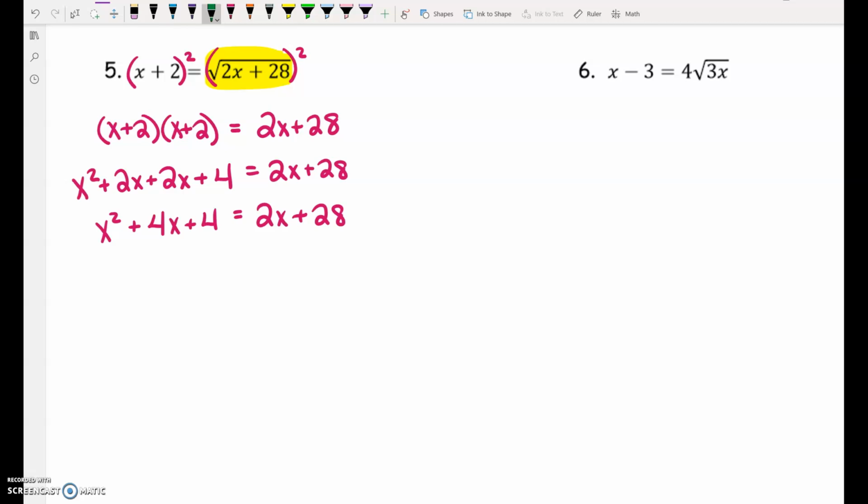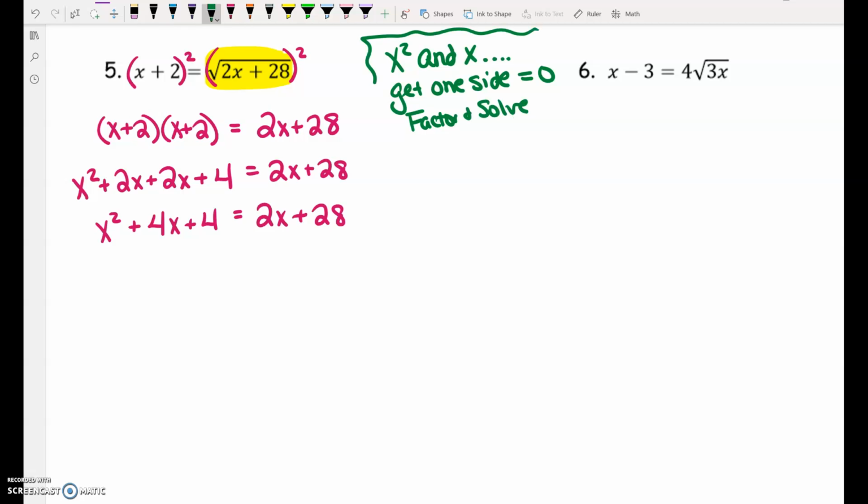We love factoring. Yeah, we love factoring. When you have x squared and x in the same equation, you need to get one side equal to 0 so that you can factor and solve. So you may want to write yourself a little note about that, because remember, this is an open note test. All of our tests this year are open note, so that note in your notes might be helpful to you.